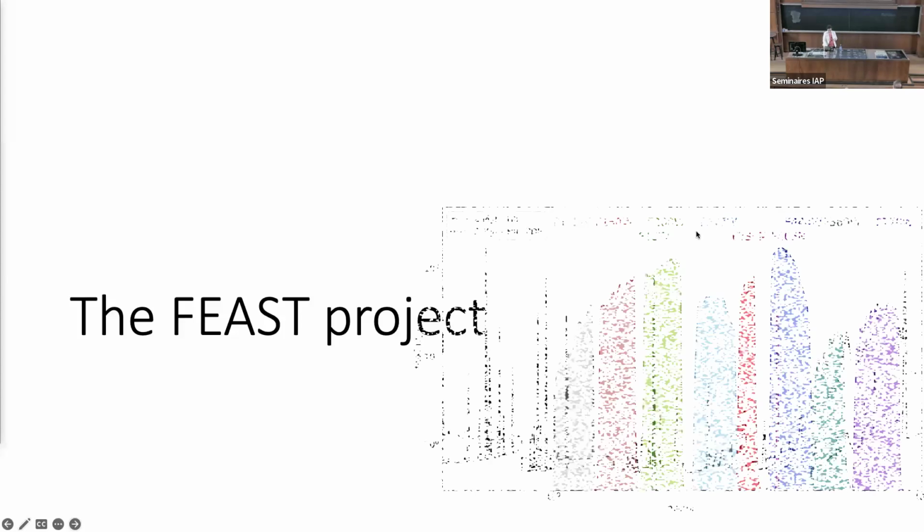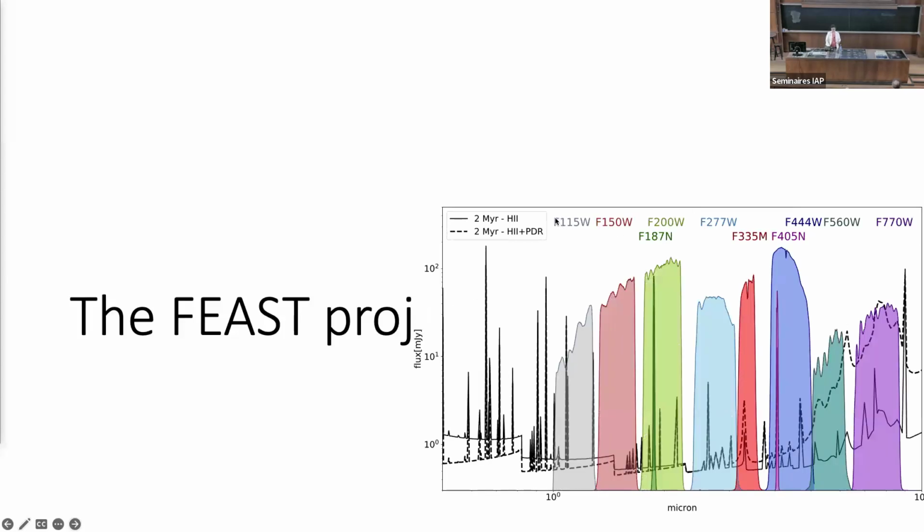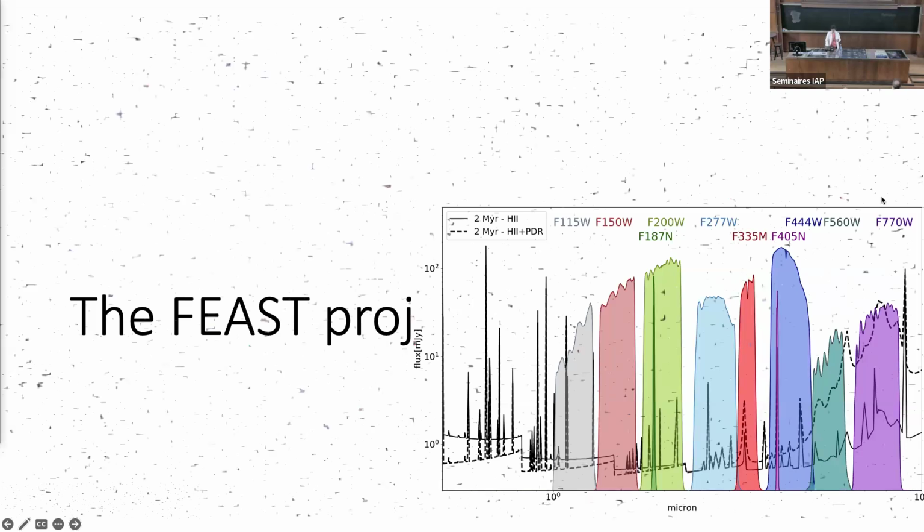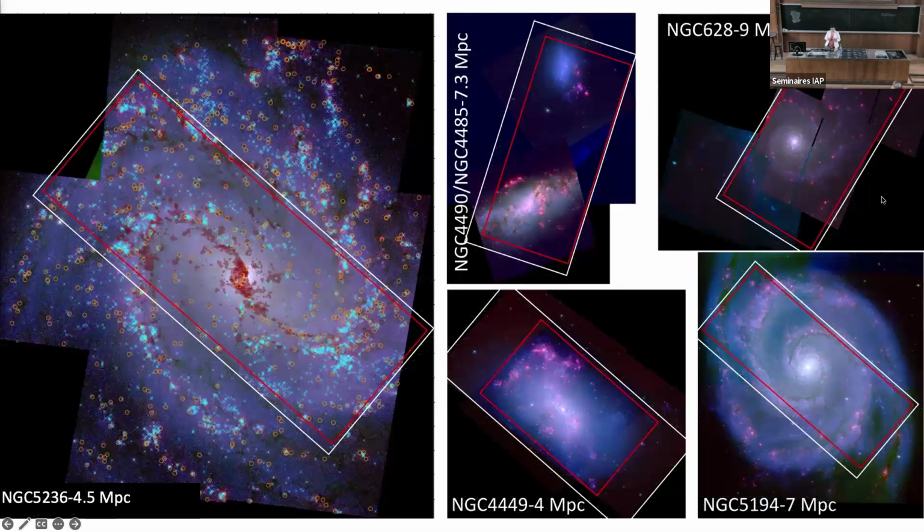The FEAST project consists of a combination of broadband and medium narrow bands that sample hydrogen recombination lines and PAH emission, in a range that goes from 1 to 7.8 micron. So we sample the PAH at 3.3 and 7.7 emission. And we have done that in galaxies that are within 10 megaparsecs, so we know we are going to resolve down to 10 to 1 parsec scale even.